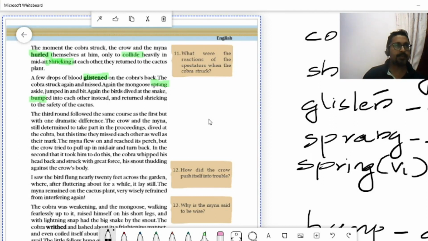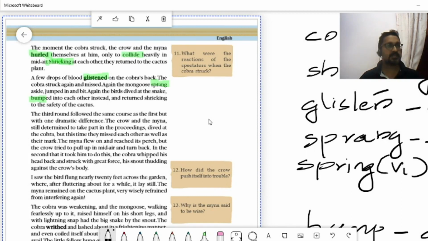Then what appeared on the back of the cobra? Blood. Drops of blood appeared or shone on the back of the cobra. Cobra became very much furious. The furious cobra struck again and missed. Cobra again attacked the mongoose.